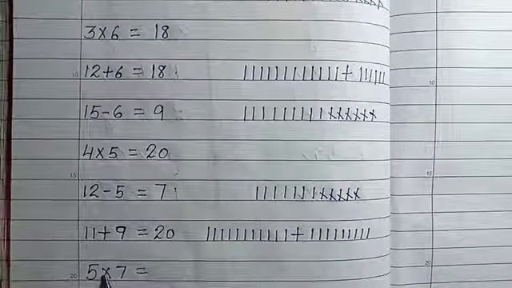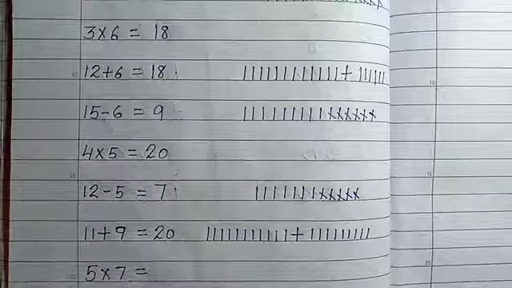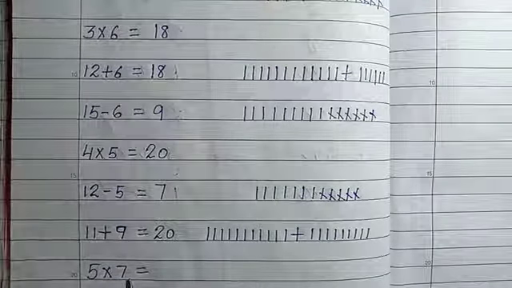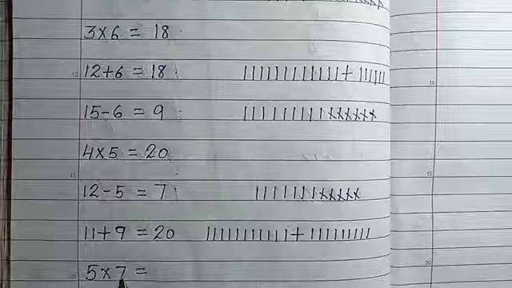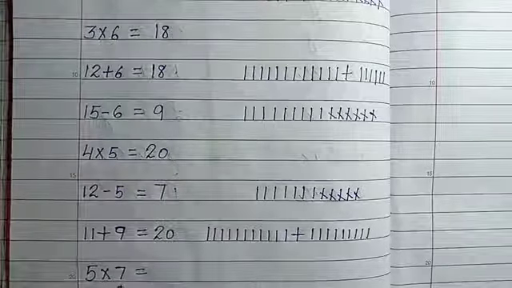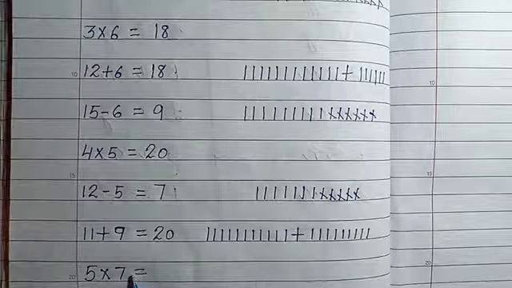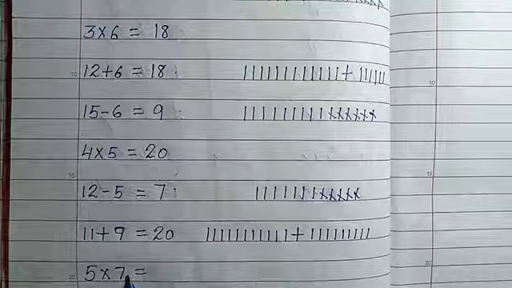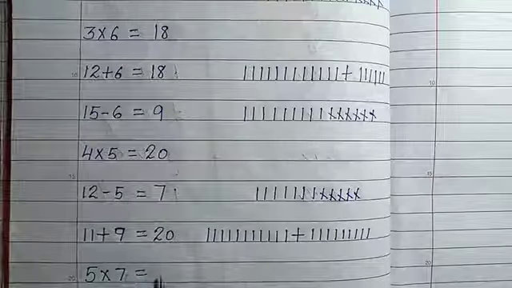Here is 5 multiply 7. You will recall table of 5 7 times. 5 ka table hum log 7 times padhenge. 5 1s are 5, 5 2s are 10, 5 3s are 15, 5 4s are 20, 5 5s are 25, 5 6s are 30, 5 7s are 35.